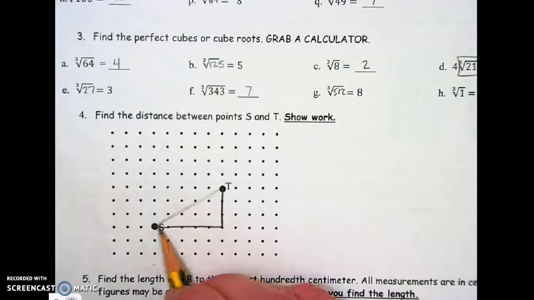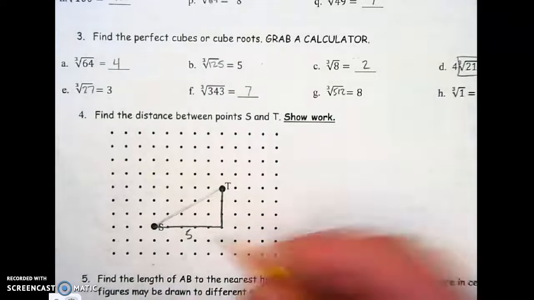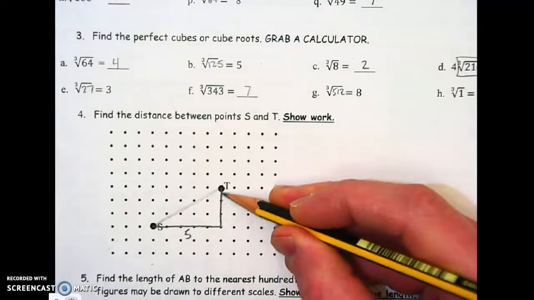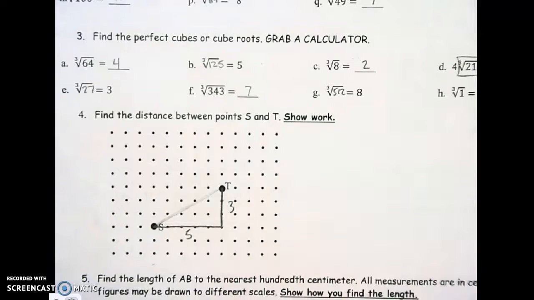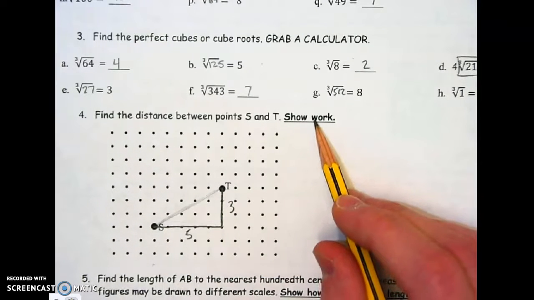So this is 1, 2, 3, 4, 5. I'll write that on the side. Watch how I'm counting this. This side is 1, 2, 3. So this is a 3 by 5. Let's find out how long this is right here. We're going to show our work.